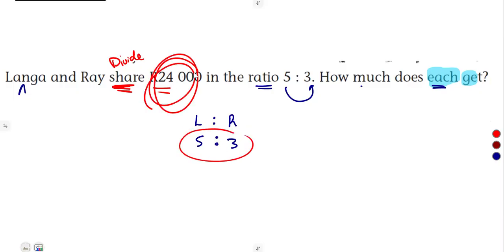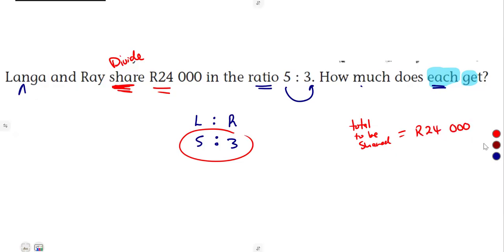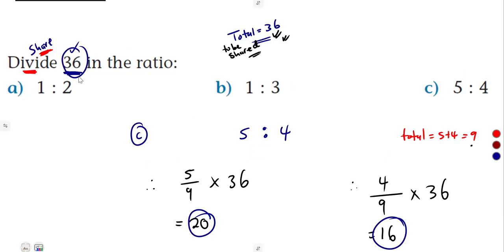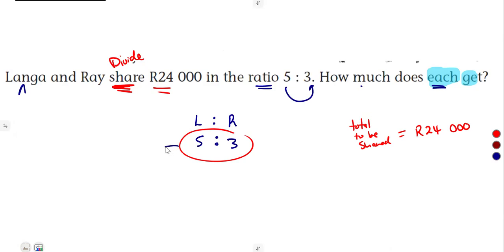We are to divide, to share 24,000. That's our total to be shared. What are we to share? 24,000 rand. So what is the total of the ratio? Because this is to be shared from this ratio, just like what we had before. 36 was shared in this ratio. So by that, we need the total of the ratio. What is our total ratio?